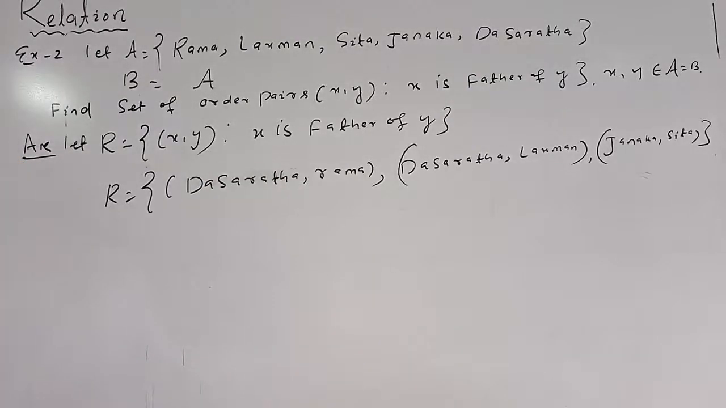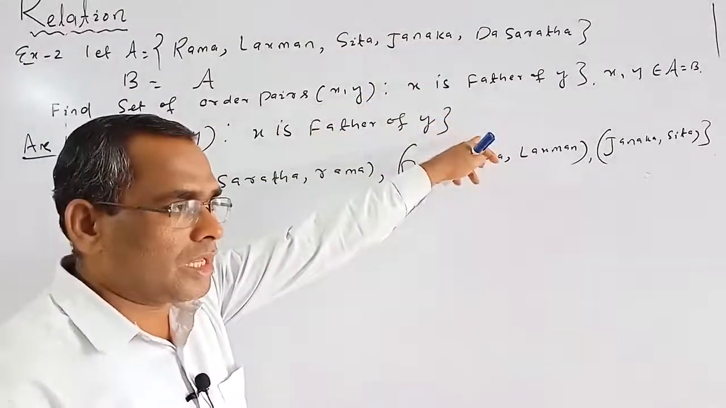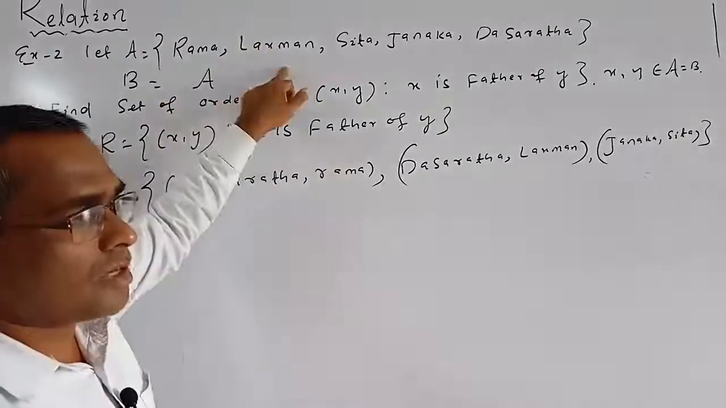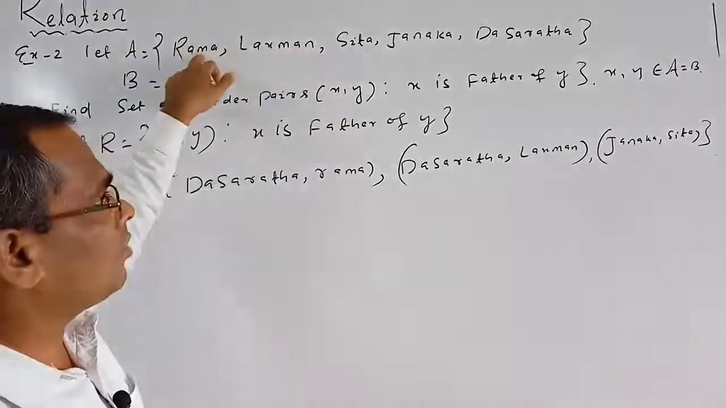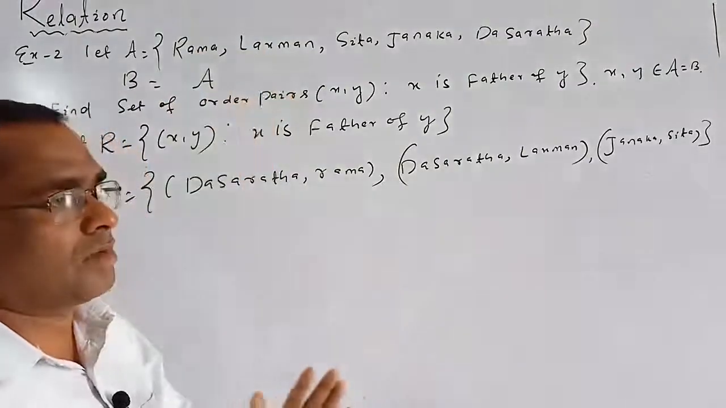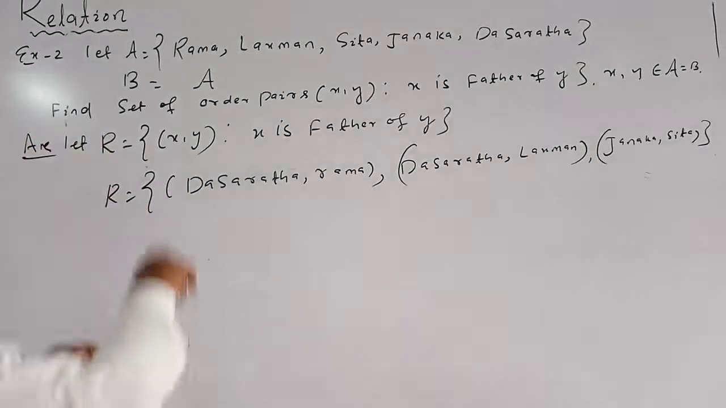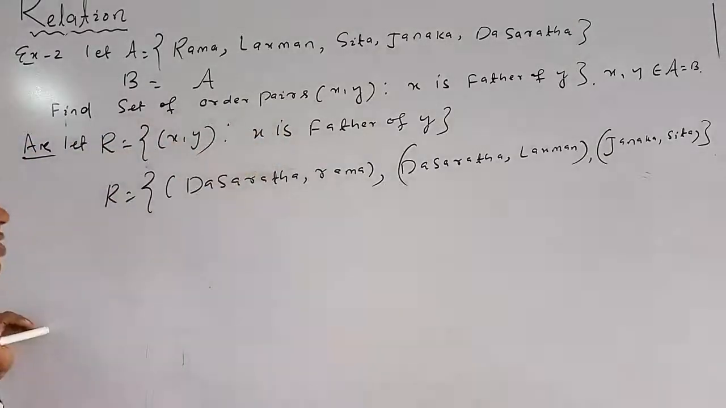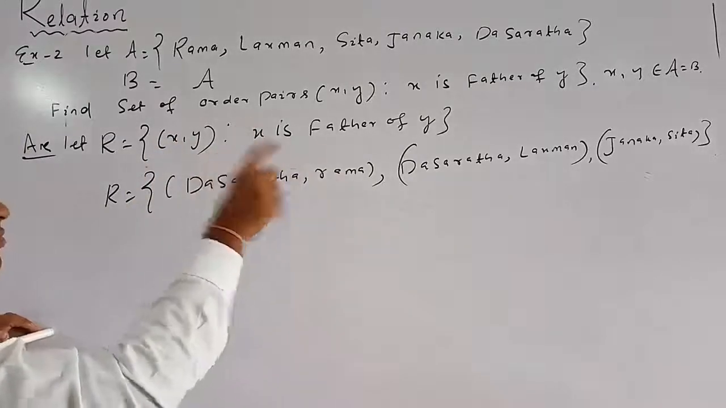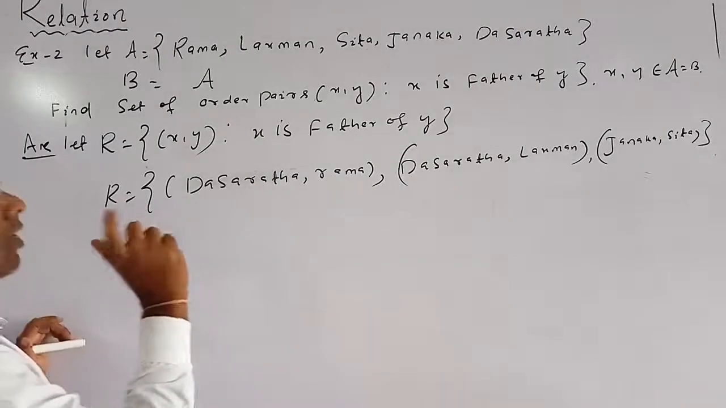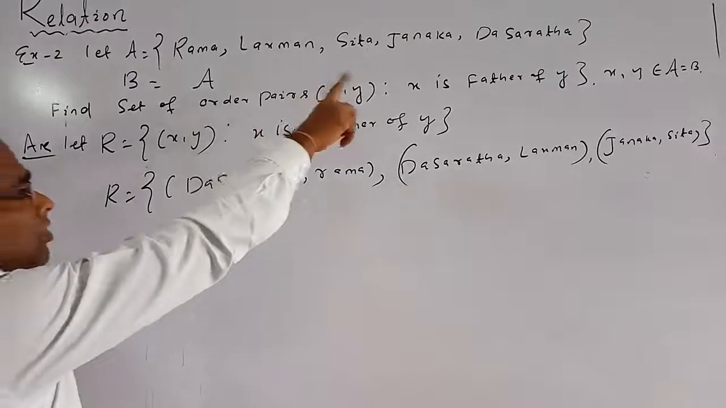Suppose we ask to find the set of order pairs x comma y such that x is a brother of y. In such a case, what are the order pairs? Rama Lakshmana, then Lakshmana Rama. So only 2 order pairs are possible. If we ask for the set of order pairs x comma y such that x is a daughter of y, only one order pair is possible, that is Sita Janaka.